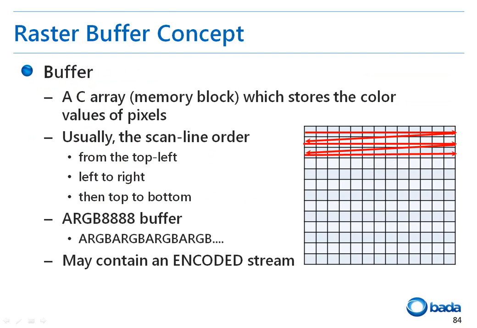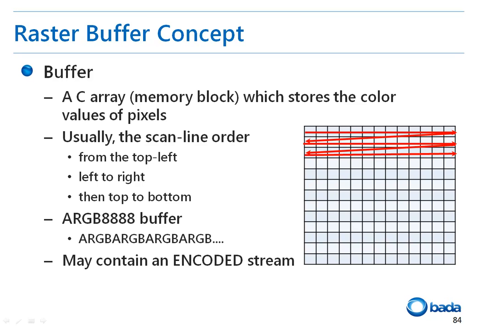Now I'm going to explain the bada raster buffer. In general, the buffer is implemented as a C array. Each element of the array stores the color value of the corresponding pixel. The pixel color values are stored in the array in the scan line order. That is, the pixels are stored from the top left to the top right, and then the pixels are stored from the leftmost pixel of the next row to the right in sequence.